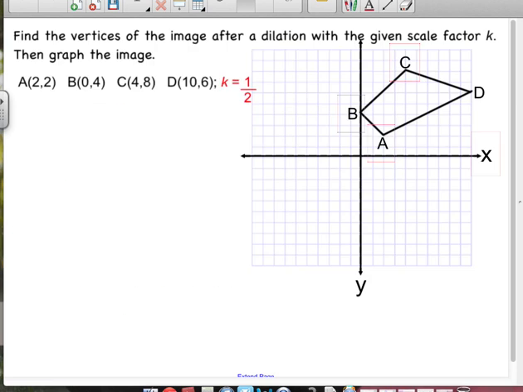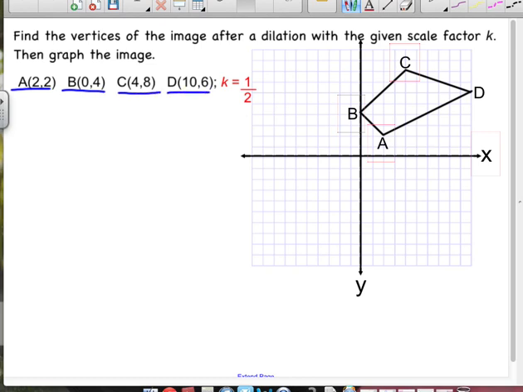It says find the vertices of the image after a dilation with the given scale factor k, and then graph the image. Okay, well, I graphed the original image here for you, so that you're going to be able to compare the original image to our dilated figure. So let's take a look.